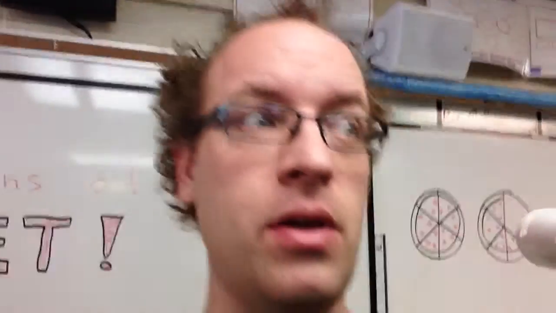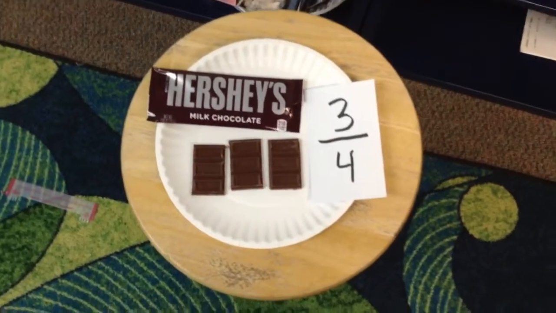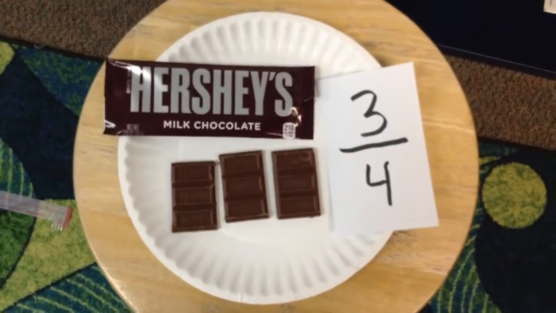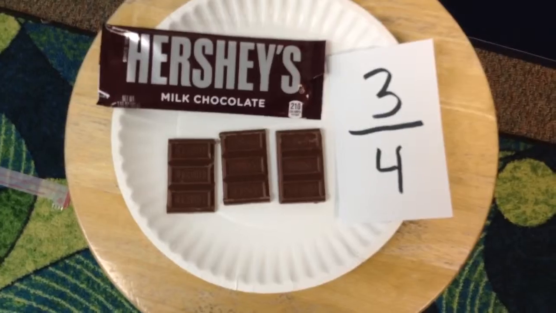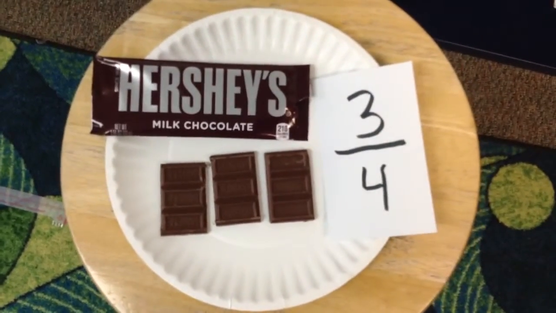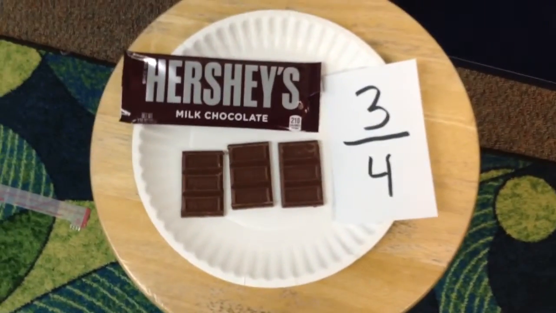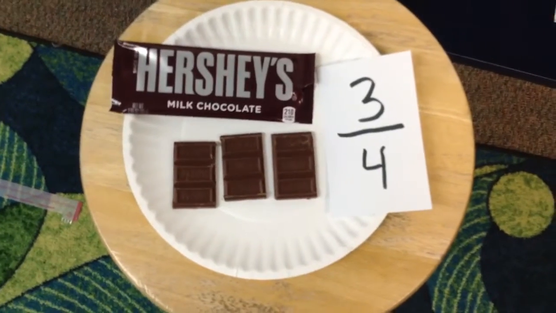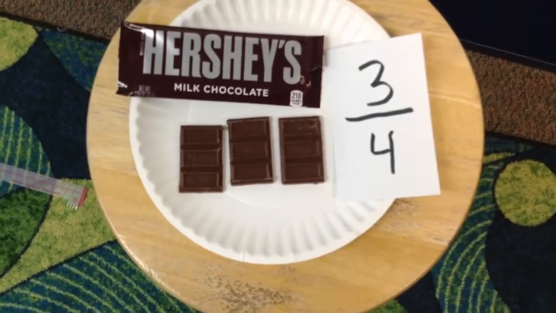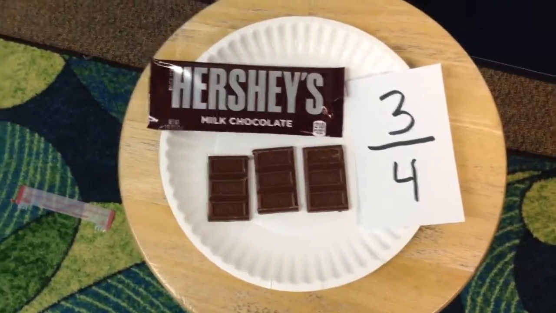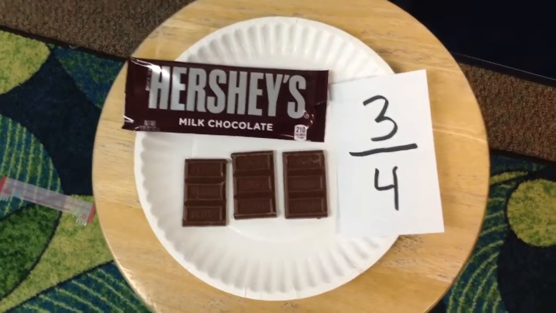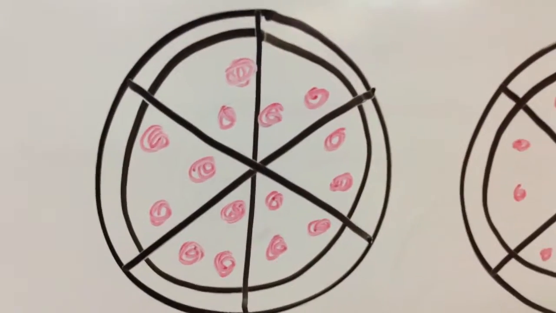Fractions of a set. Now you are used to regular fractions, and regular fractions deal with fractions of a whole. Let's take a look at a few. For example, we have right here a Hershey's candy bar, and below it we have 3/4 of a Hershey candy bar. That means I take one whole candy bar and I divide it into 4 equal parts, and I have 3 of them. We're used to fractions of whole things, but today we're going to talk about what happens when we do a fraction of a set.